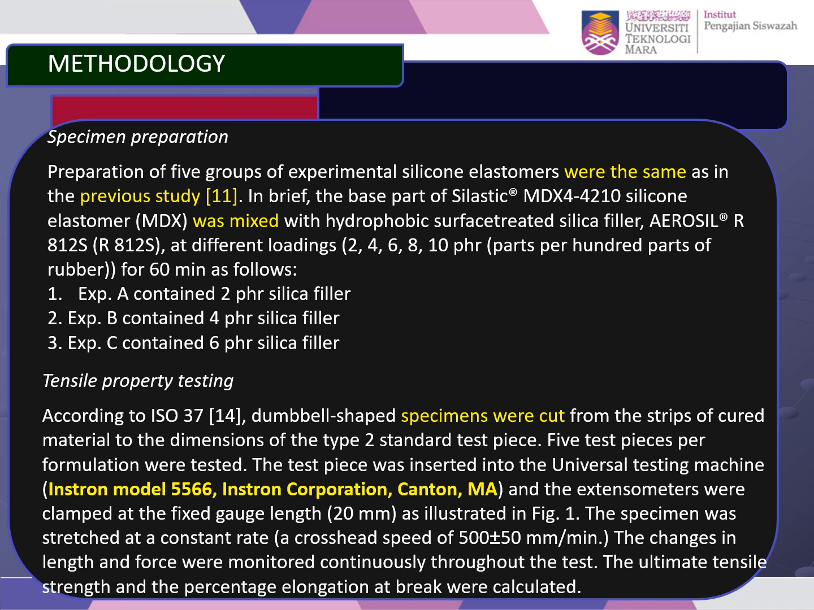This is another example also. Okay, so it's simple as that. You can see the first sentence: preparation of 5 group of experimental silicon isomers were the same as in the previous study 11. So that is the justification, that is the reasoning. And also in a case like this, you do not have to explain so much, because if someone really wants to look at the details, they should read the previous study, reference number 11.